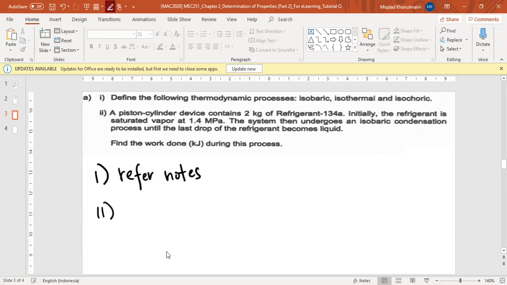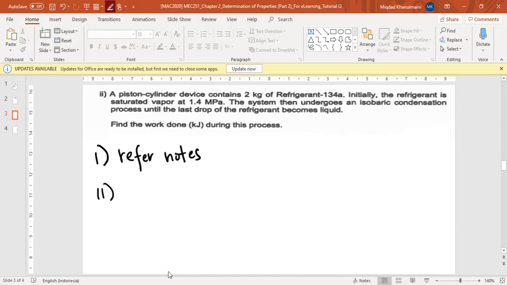Condensation is the process when vapor changes into liquid, where heat is removed from the substance in order for it to change phase from vapor form into liquid form, until the last drop of the refrigerant becomes a liquid. So from saturated vapor, the substance will change its phase until it becomes saturated liquid.